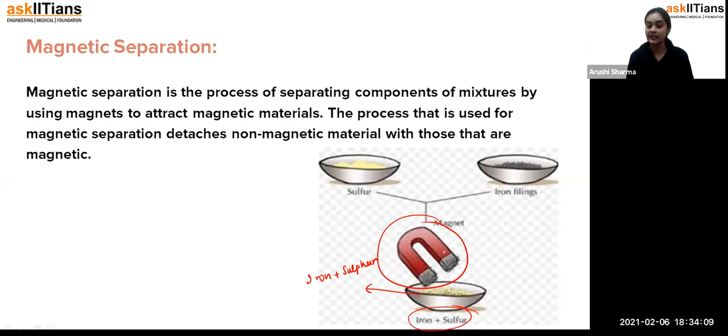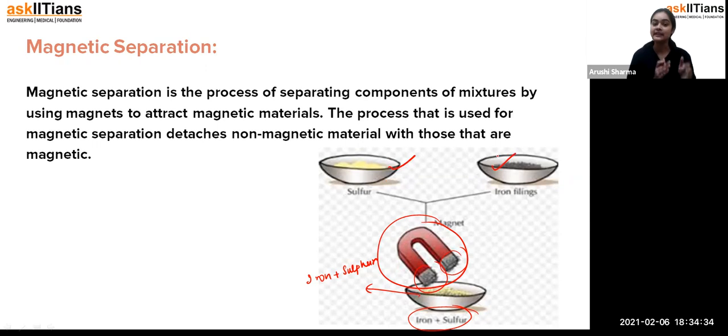The same thing has been done here, students. We have used the magnet, and the iron particles, as you can observe, are attracted, you can say they just stick over the magnet. That's how we can separate out the iron filings and the sulfur, because sulfur is not a magnetic material. It is a non-magnetic material. That is why sulfur is not getting attracted towards the magnet. And that's how you can see the separation over here.